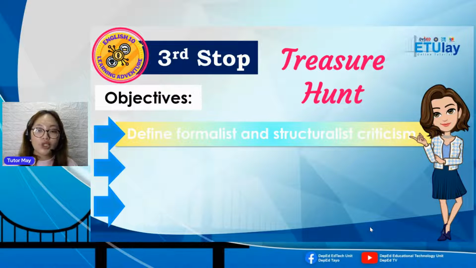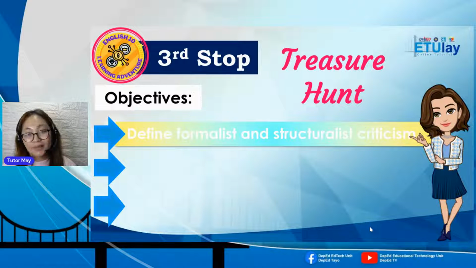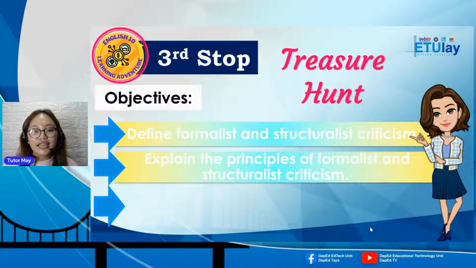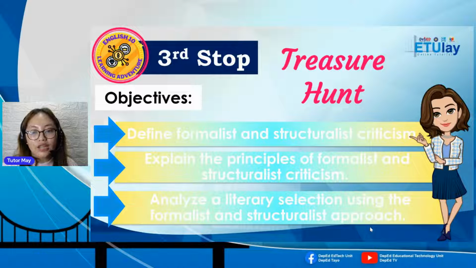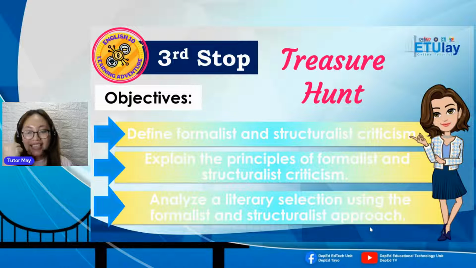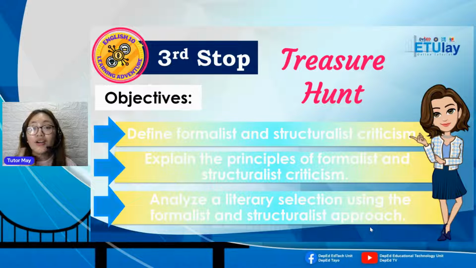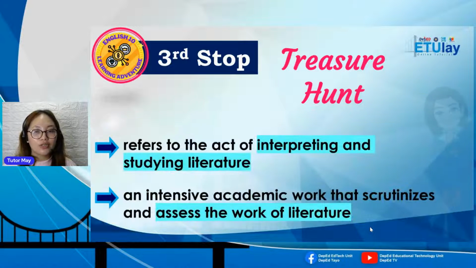First, define formalist and structuralist criticisms. I know that that's a tongue twister. Second, explain the principles of formalist and structuralist criticisms. That's my second try pronouncing structuralist, and I'm getting tongue twisted again. Our last objective is to analyze a literary selection using a formalist and structuralist approach. Now, on my third try, I succeeded. Okay, so these are our learning goals for our lesson for today.